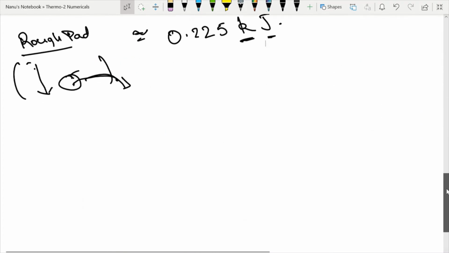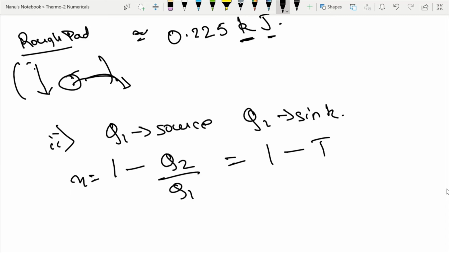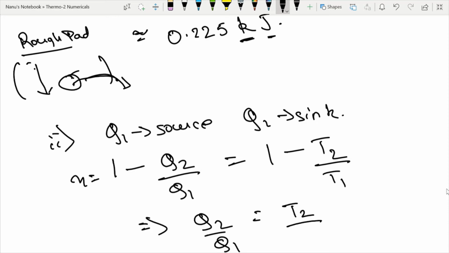The heat rejected, that is Q2, right? If I'm taking Q1 as the source, so Q2 will be the sink, right? So what did I say? That efficiency is given by 1 minus Q2 by Q1, also equal to 1 minus T2 by T1. So we can write that Q2 by Q1 is equal to T2 by T1.